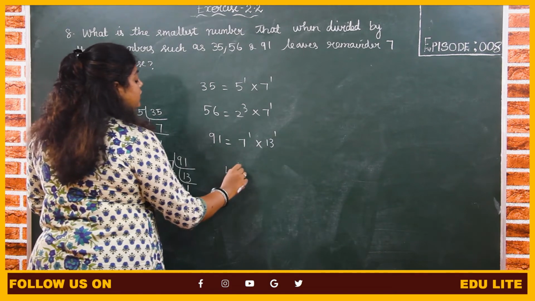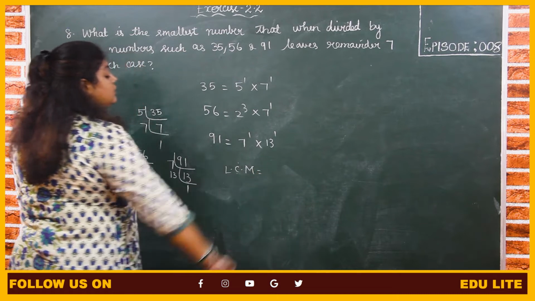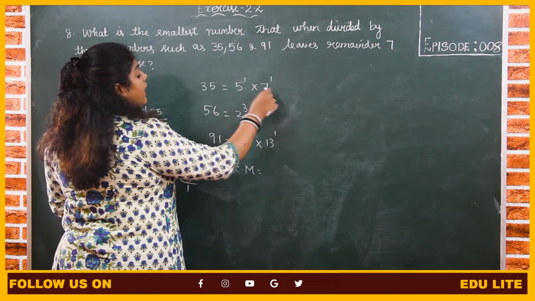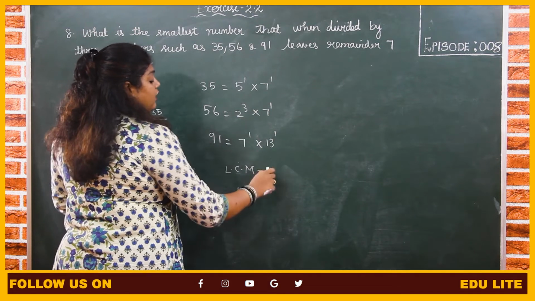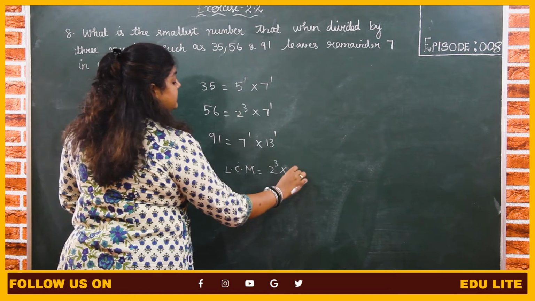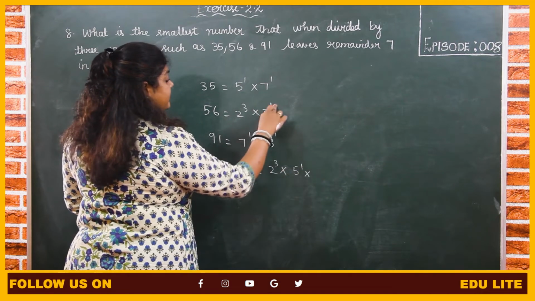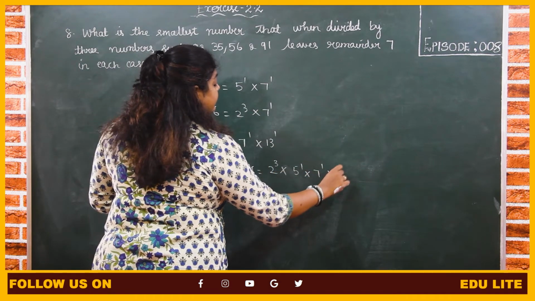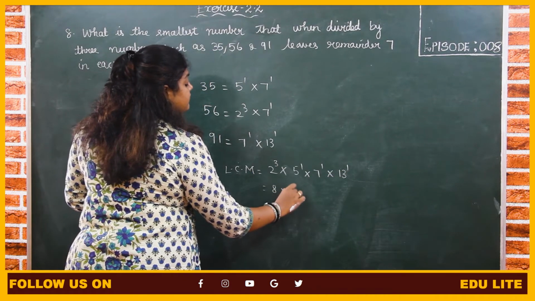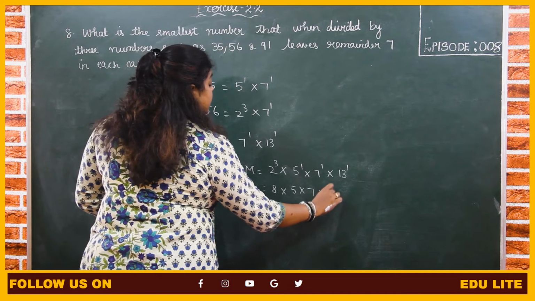As I already told you, for LCM we have to write all the factors with their greatest exponent. Among 2, we have only 2 power 3 that will be included. In 5 the highest exponent is 1, in 7 the highest exponent is 1, and in 13 the highest exponent is 1. So 2 cube is 8 into 5 into 7 into 13.